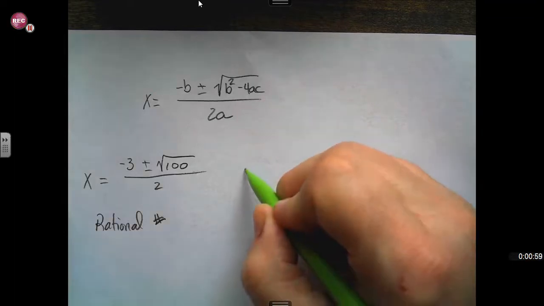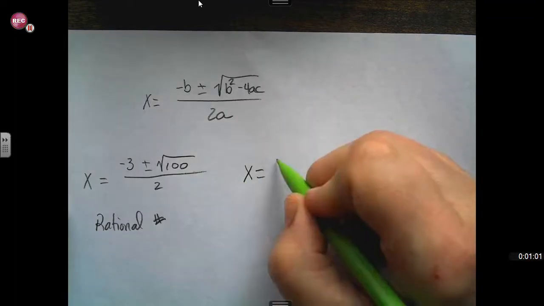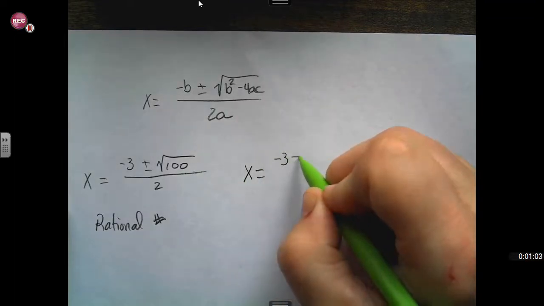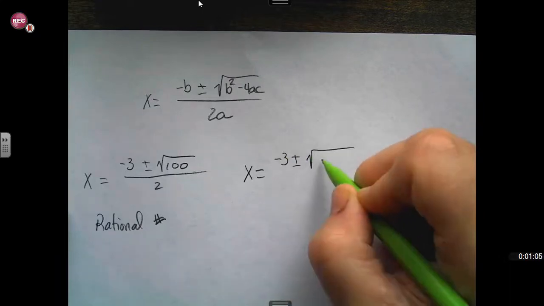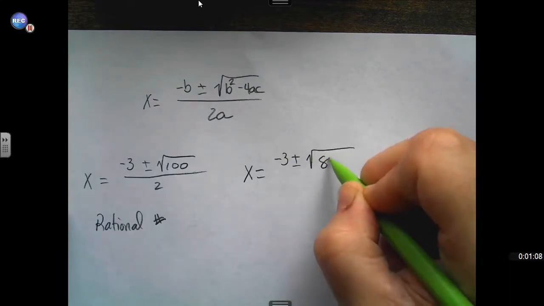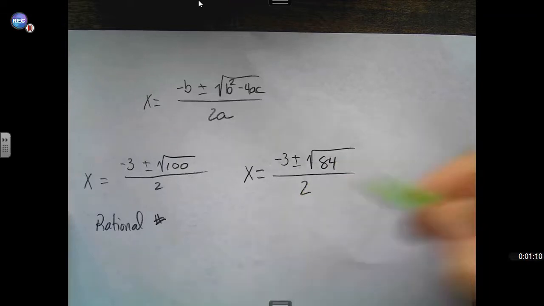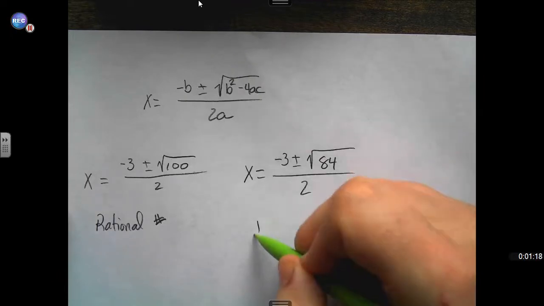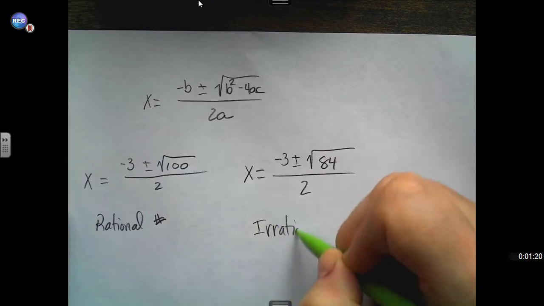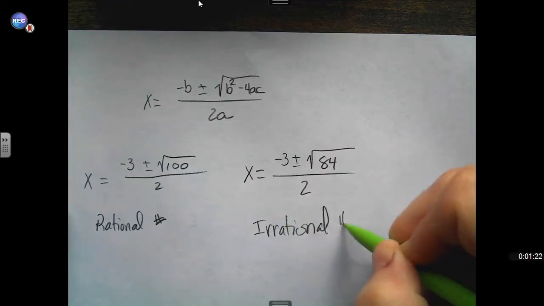Sometimes we get an answer like x equals negative 3 plus or minus the square root of 84 all over 2. And 84 is not a perfect square. And so our answer is, or are, irrational numbers.